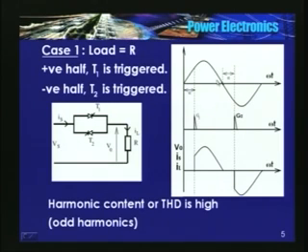So this is the input voltage, this sinusoidal. In the positive half, T1 is triggered at alpha. Gate pulse to thyristor 1, and in the negative half cycle, T2 is triggered at an angle alpha.